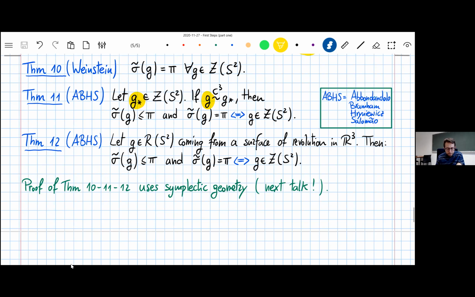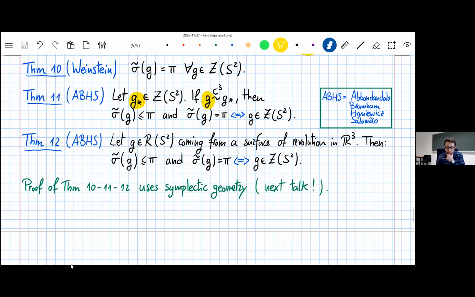Actually, ABHS also gives some kind of curvature condition. The result is a bit more precise, saying that if your metric has some pinching of the curvature, then you know that the systolic ratio will be less than or equal to pi, and equal to pi if it's Zoll. So this tells you something about metrics which are pinched, for example.